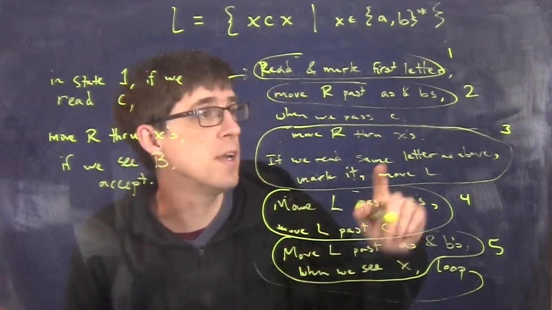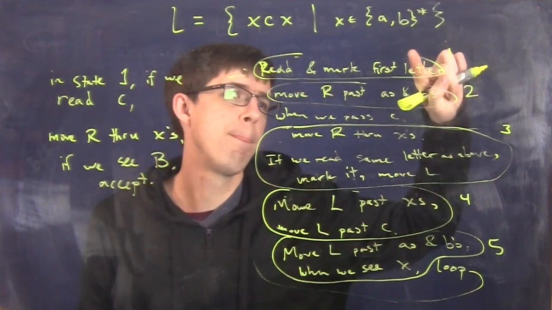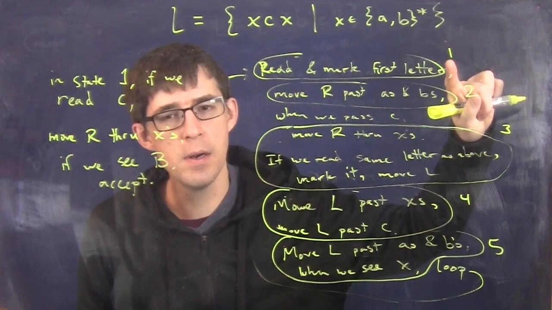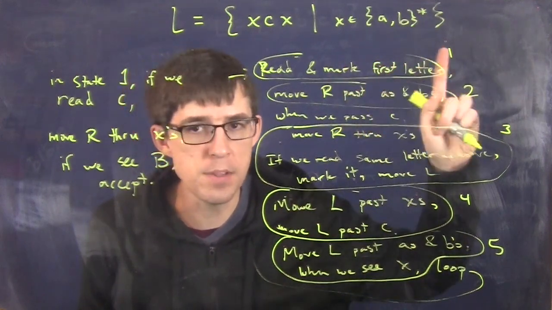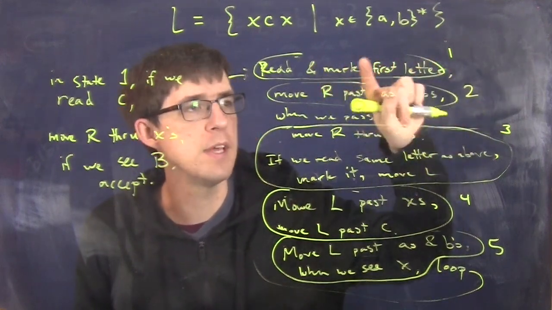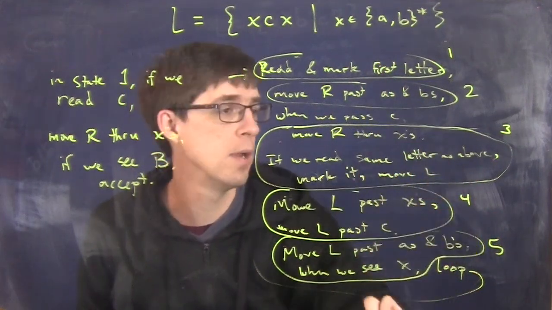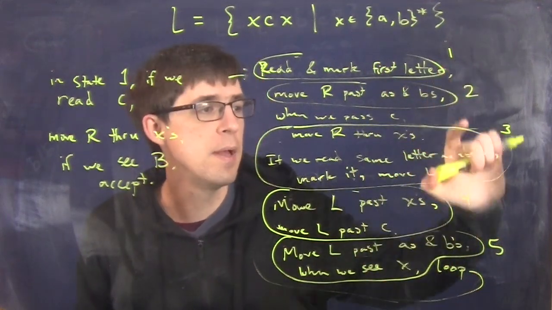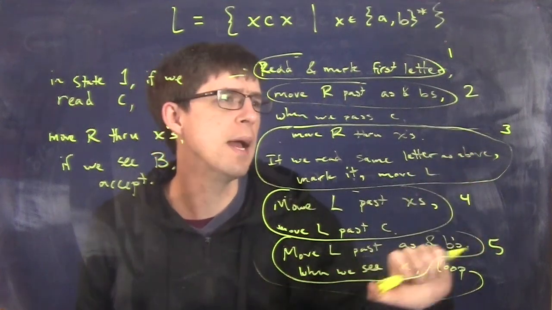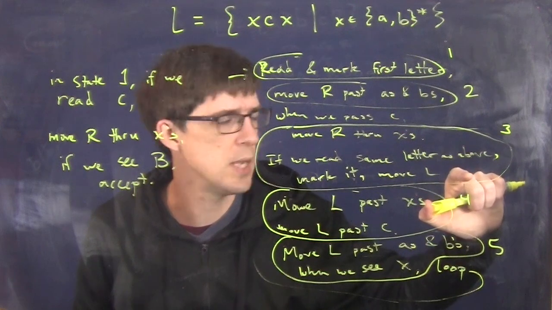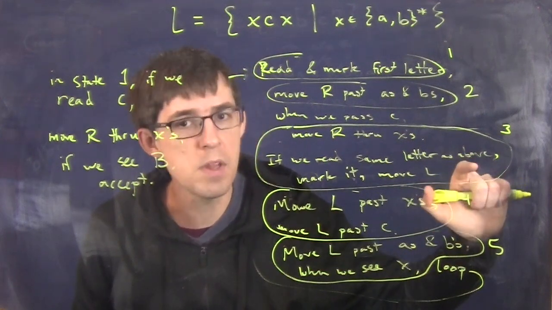Now, here's the trick. In this example, like I said, we are reading and marking some letter, but the behavior is different later on depending on what letter that was. If I marked the A in the first step, then in this step I need to read an A and mark it. And if I marked a B in the first step, then down here I need to mark a B. How do you remember which one you did in the first step once you're down here in state 3? The answer is you can't really remember.